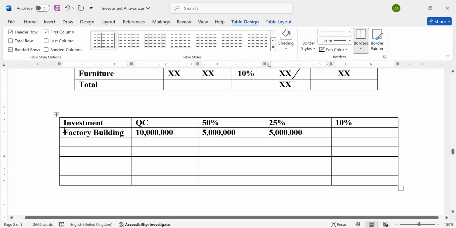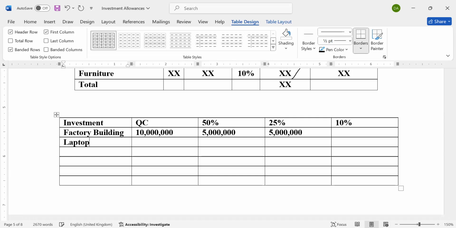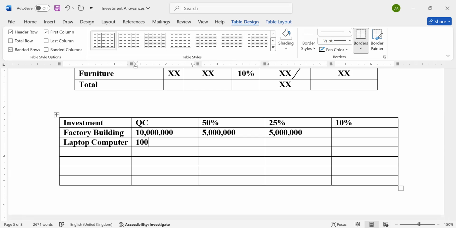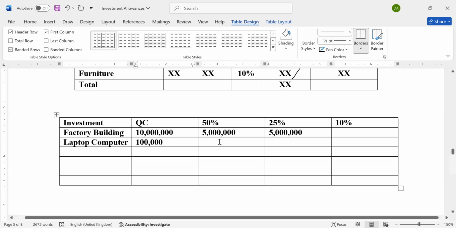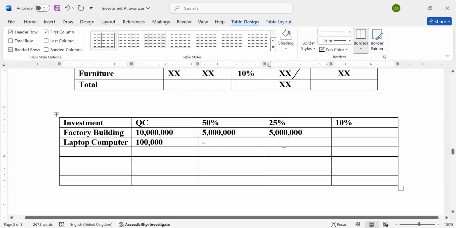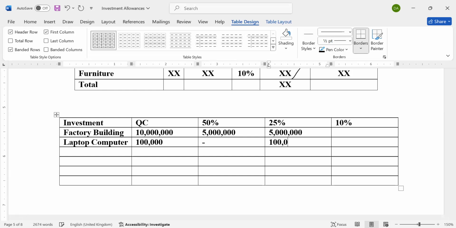Let us take another example. Laptop computer. This one only qualifies for 25% on straight line basis. So this laptop computer is 100,000. There is nothing under this, there's a dash. But when you come to this one, we add the 100,000. The cost is added there, not the investment allowance, the cost.